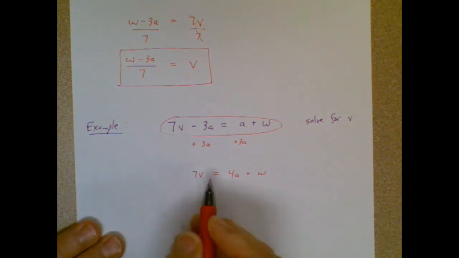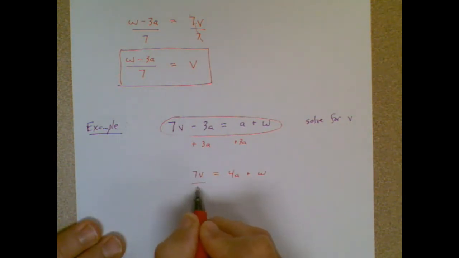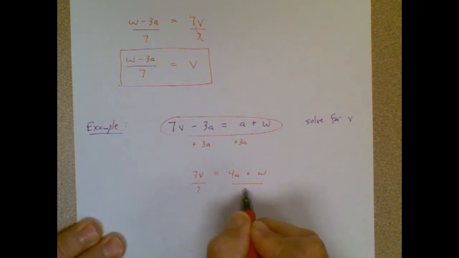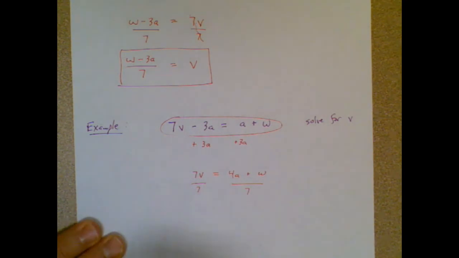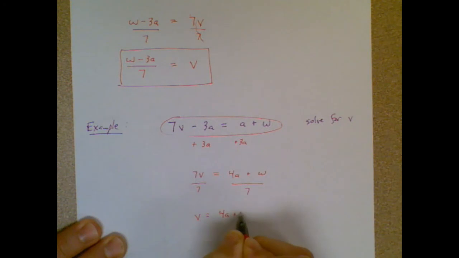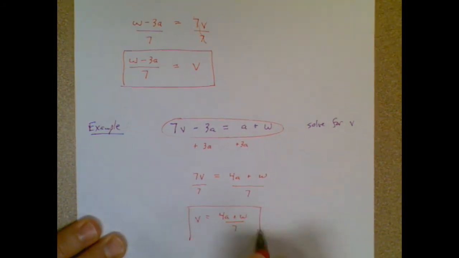Pretty close to v by itself. I'll now divide by 7. To be fair, I divide by 7 on both sides. And now I have solved for v.